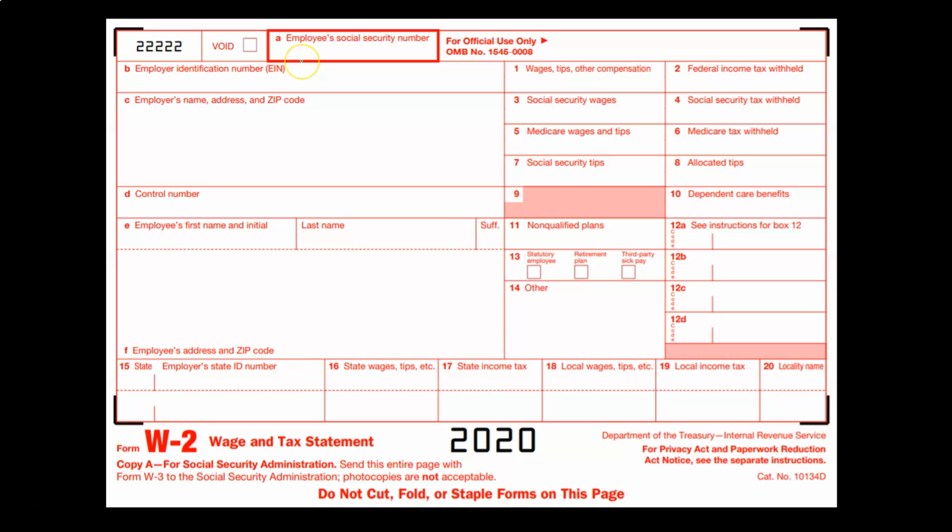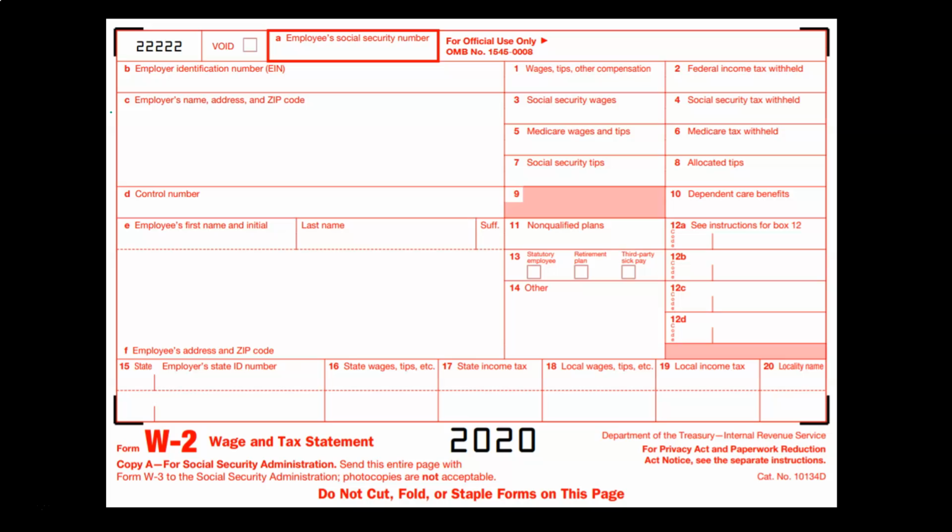So we've got the employee social security number. That, of course, is like what the IRS sees you as, or the client here, because they see him as a number. So we're all numbers here. That's the social security number. Then we have the employer identification number, which is basically kind of like the employer's social security number. It's like a business number. That's what they see the employer as. And then we have the employer's name, address, and zip code.